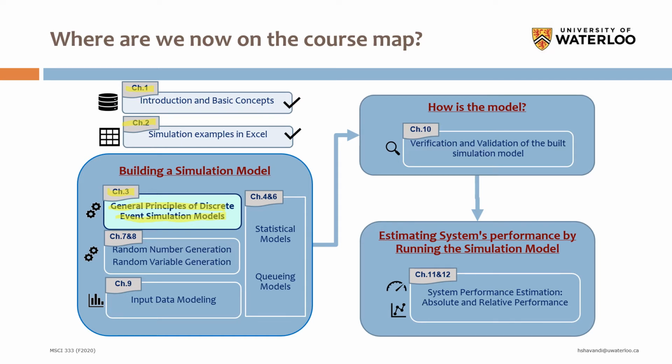Then in chapters 4 to 6, we will have statistical models and queueing theory, which are background knowledge for service systems. And then in chapters 7 and 8, we'll have random number generation and random variable generation methods. And chapter 9, input data modeling. So these chapters together will form the main body that we use to build a simulation model.